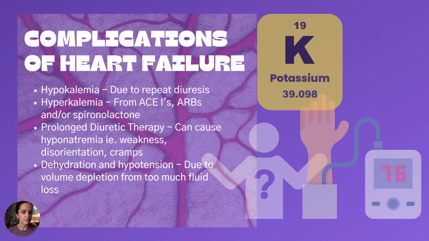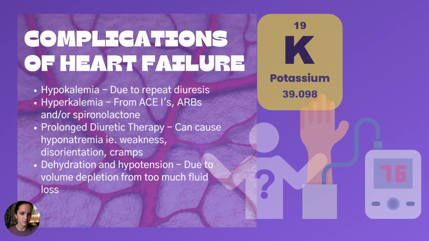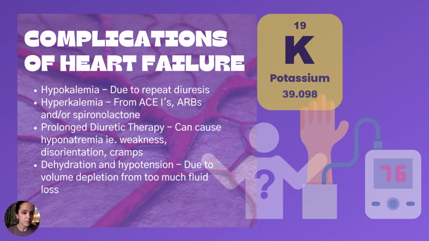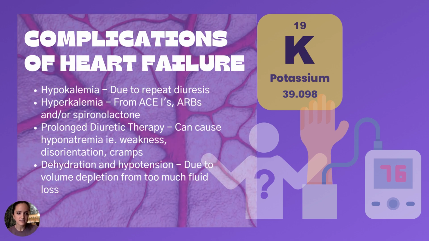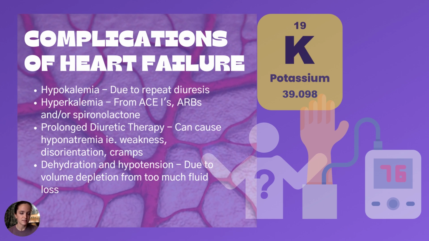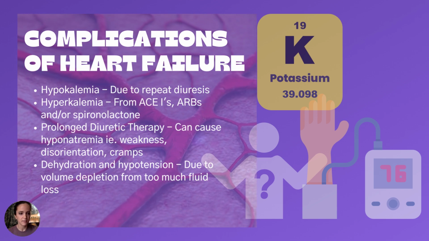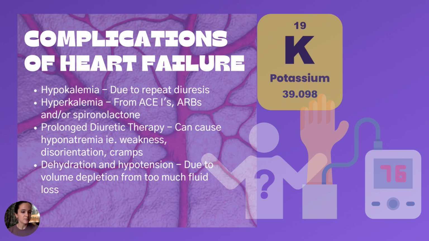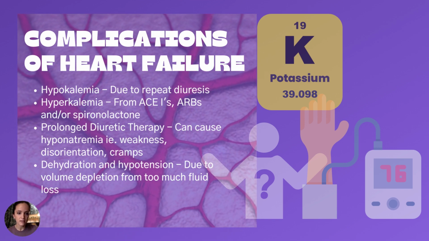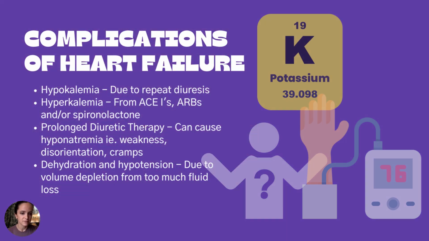Hyperkalemia can be from ACE inhibitors, ARBs, and or spironolactone, which are other medications that patients with heart failure can get. Prolonged diuretic therapy from something like Lasix can also cause hyponatremia, which can present with the patient looking weak, with disorientation and muscle cramping. These patients can also be dehydrated and have hypotension from diuretic therapy as well. And this can be from overdiuresis, or a depletion of too much fluid.